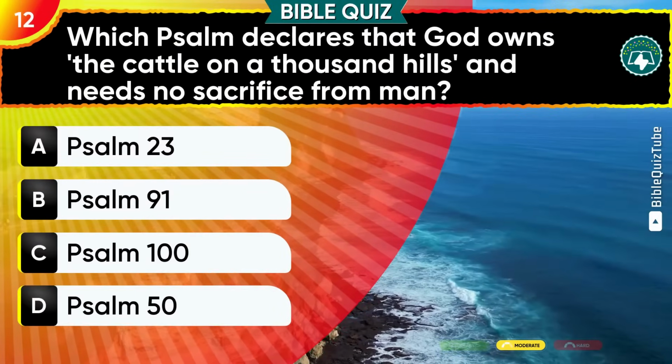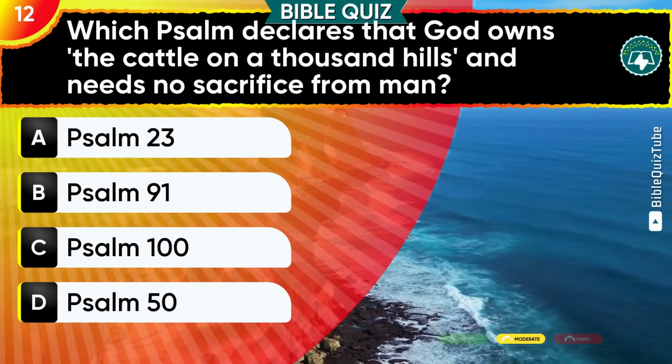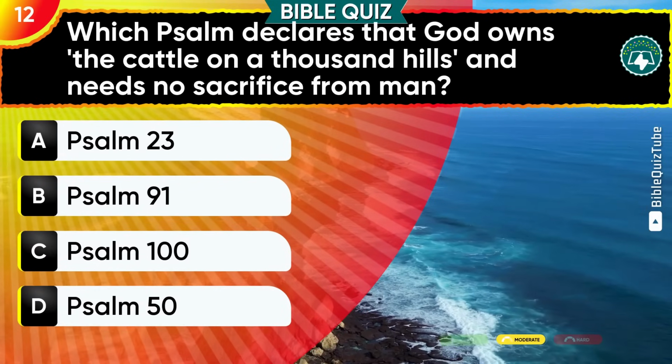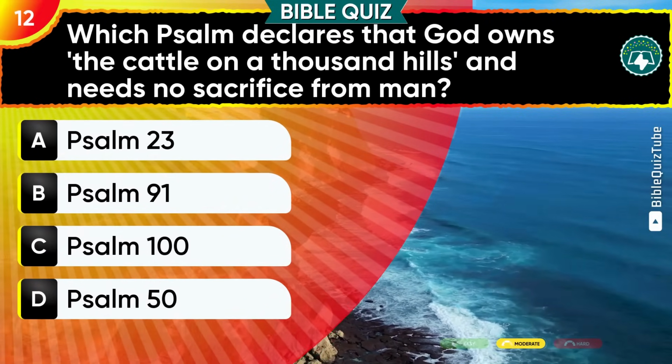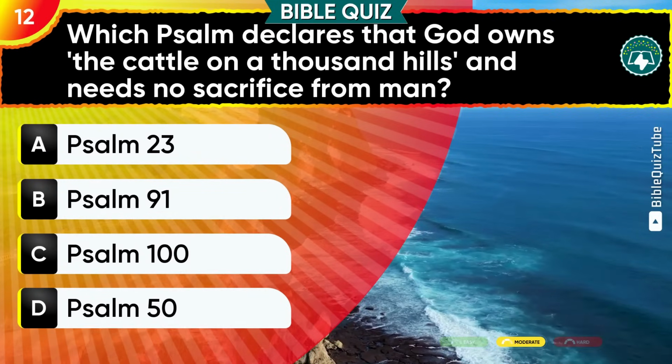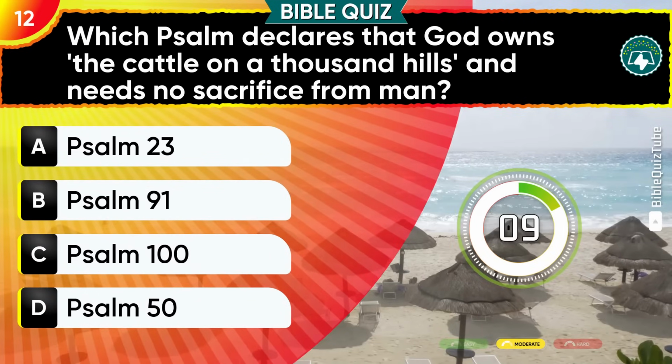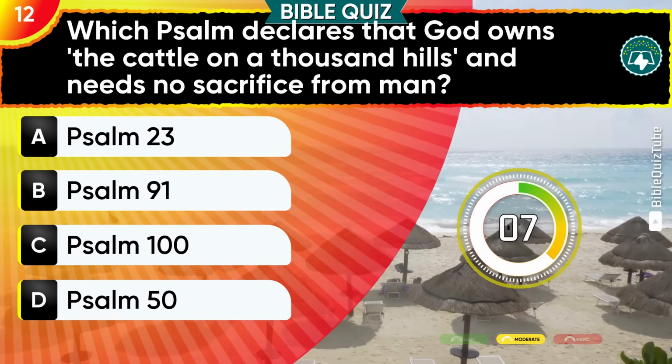Question 12. Which psalm declares that God owns the cattle on 1,000 hills and needs no sacrifice from man? A. Psalm chapter 23. B. Psalm chapter 91. C. Psalm chapter 100. D. Psalm chapter 50.